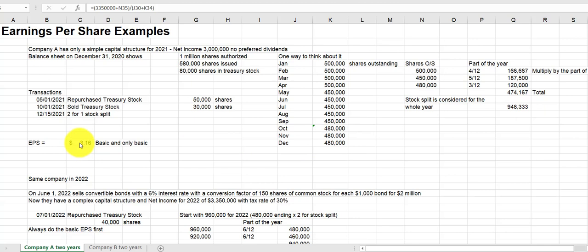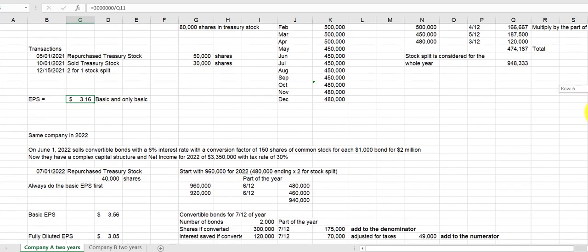So that gives us 948,333 weighted average shares outstanding. We take the total net income and divide by that 948,333, and you get $3.16 as the basic. And we only have to do basic because this is a simple capital structure.